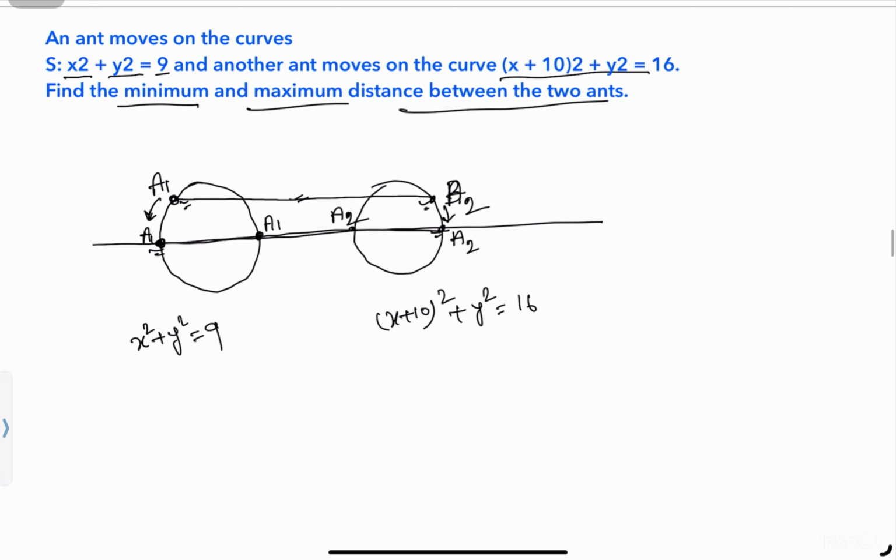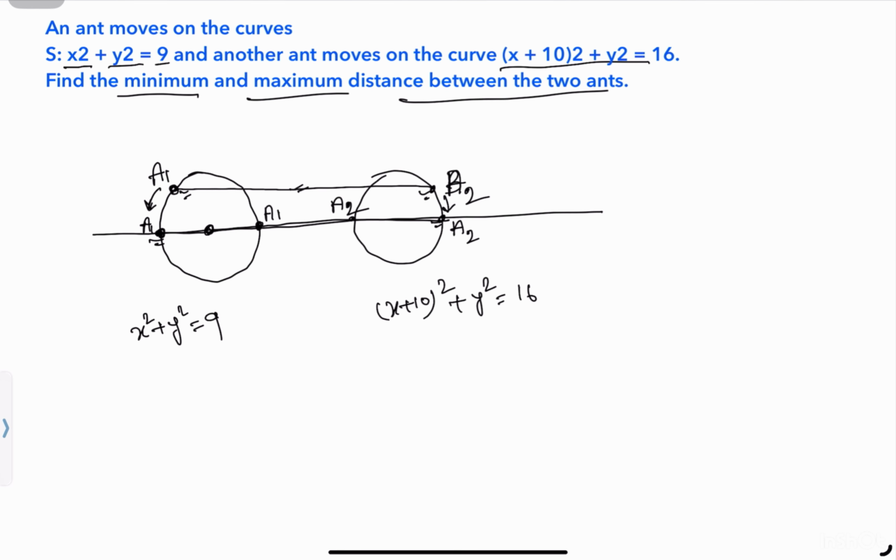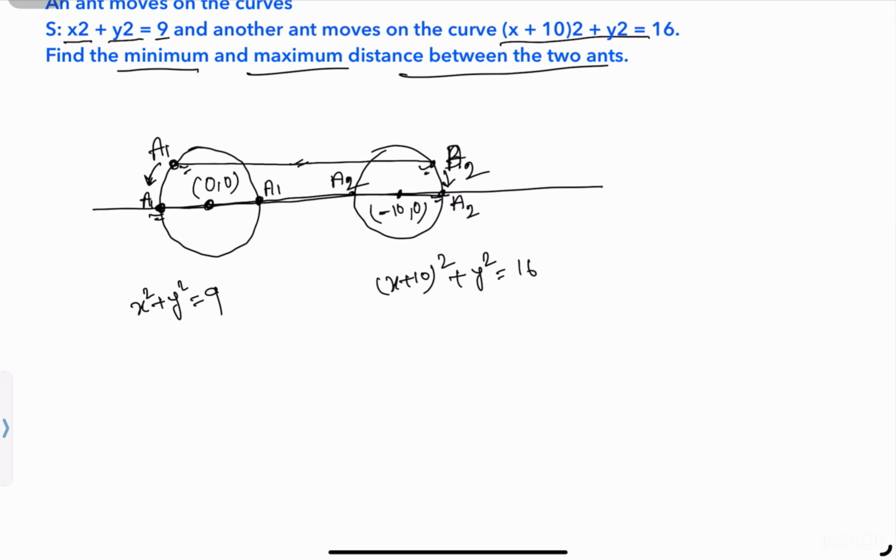Clear? So now tell me the radius of the first circle. The center is 0 comma 0. What is the radius of this circle? The second center is maybe minus 10 comma 0. Now I have to find the maximum distance between A1 and A2, this total distance. How to calculate? First calculate the radius of each circle. The radius of this circle is r1 equal to 3. The radius of this circle is r2 equal to 4.